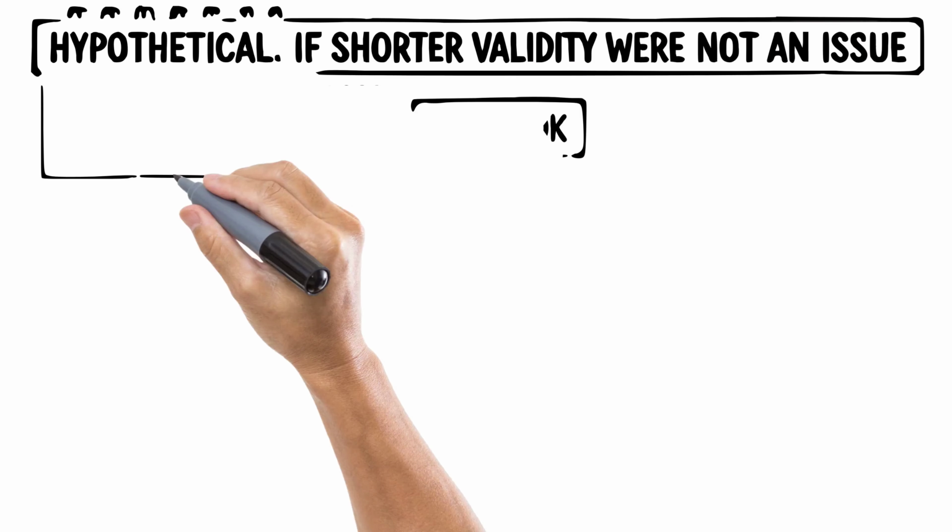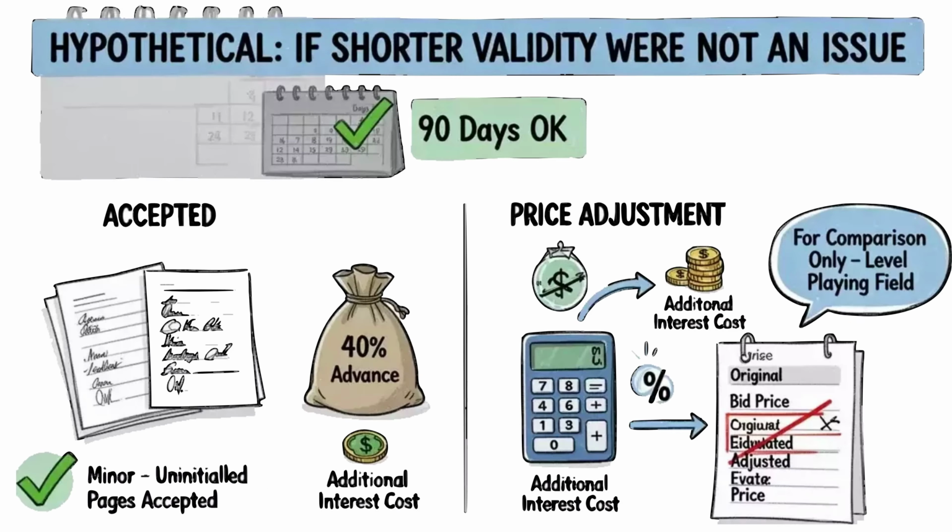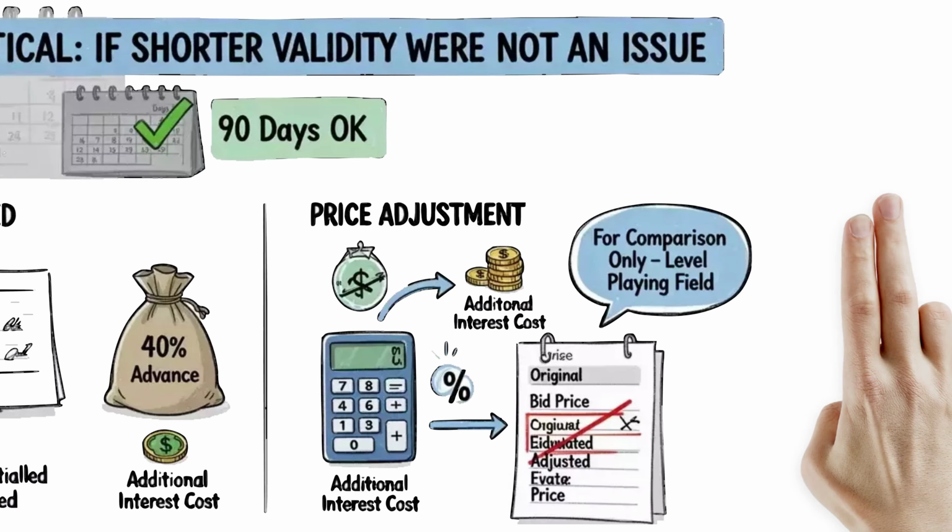Finally, question 3. Hypothetically, if the shorter validity were not an issue, the committee would accept the uninitialed pages. For the higher advance, they would calculate the additional interest cost using prevailing commercial rates and add this amount to Zenith's evaluated bid price. This adjusted price would be used purely for comparison to ensure a fair, level playing field.